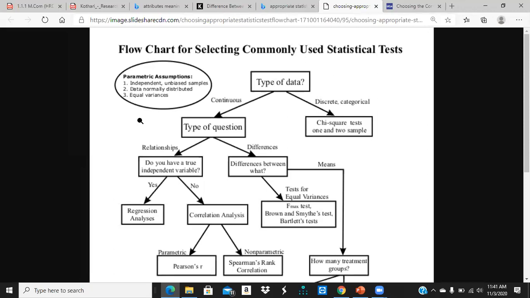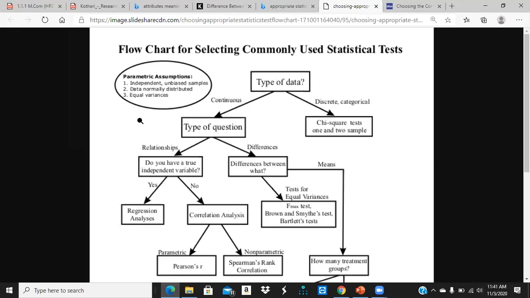And data should be normally distributed. Normally distributed means both sides of the mean value. When you draw the chart, it should come like a bell-shaped curve. The bell-shaped curve we discussed in the previous class. It should be a bell-shaped curve, both sides 50-50%. So that is called normal distribution.